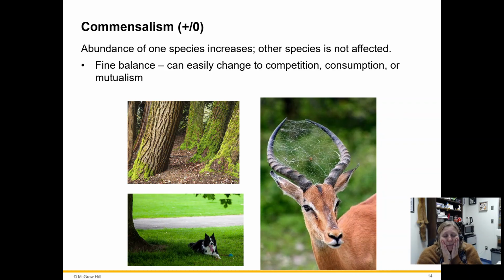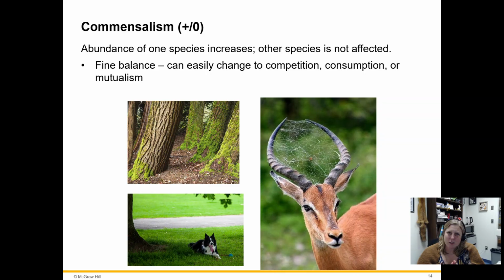Okay, my husband likes to tell me that everything is commensalism, and it's not. Commensalism is when one species' fitness increases and the other one is not affected. So things like a dog in the shade under a tree. The dog is affected. It gets the coolness from the shade. The tree is not affected, all right?